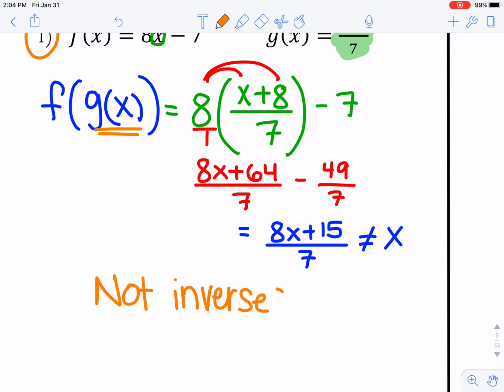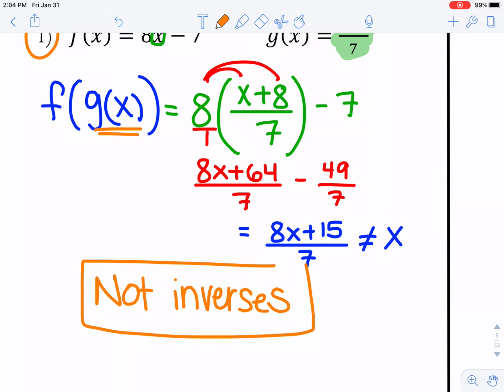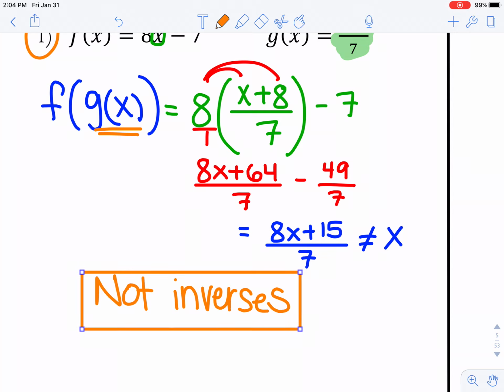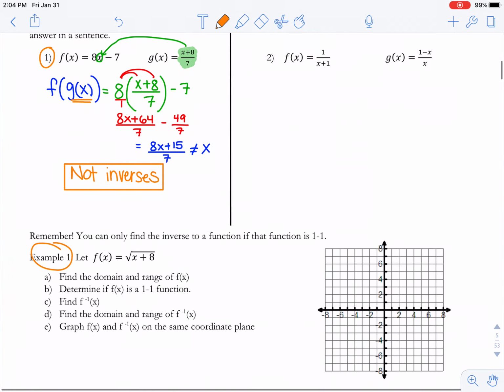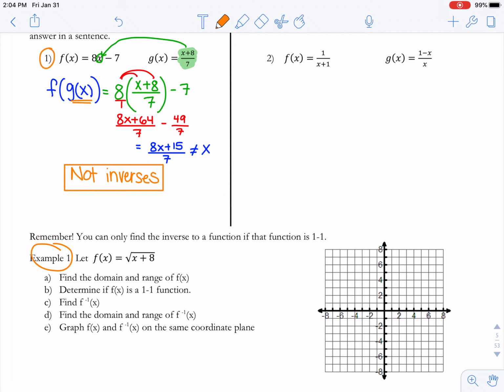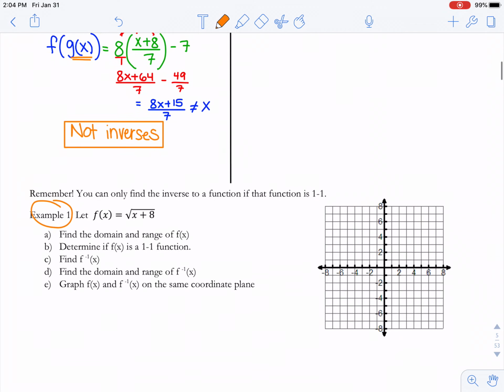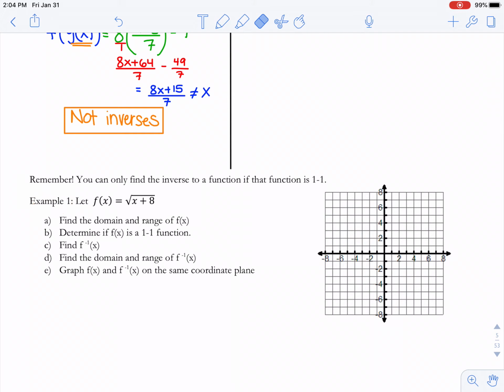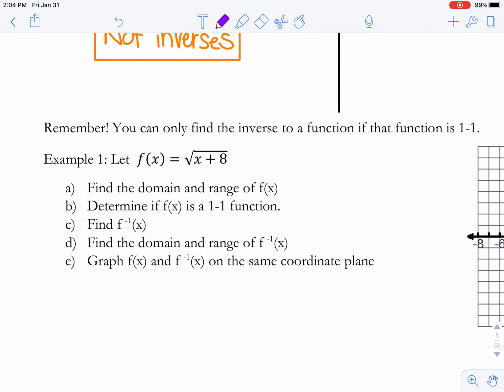Yesterday we did an example where we did reduce down to x, and they were inverses of each other. So these ones are not. Okay, so that was number 1 warm-up, and let's do example 1. These are kind of the same every time. Let's find the domain and range of f of x.